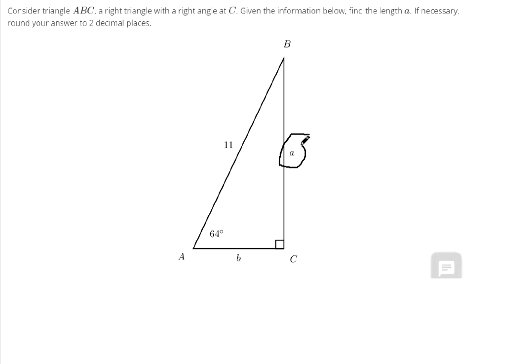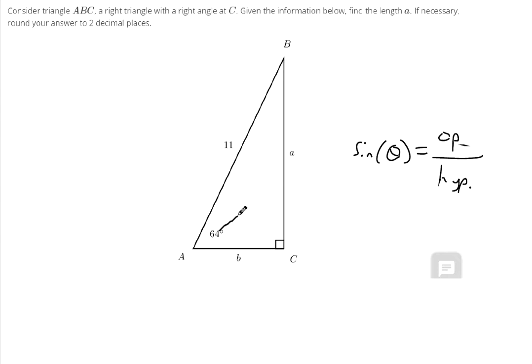We're supposed to find this side length. So if we have a right triangle, then we should be thinking about sine, cosine, and tangent. Sine takes in an argument of an angle, and it says that the sine of an angle is equal to the side that's opposite of the angle divided by the hypotenuse of the triangle.